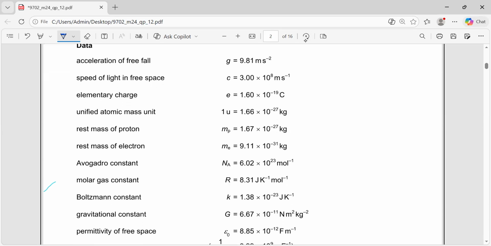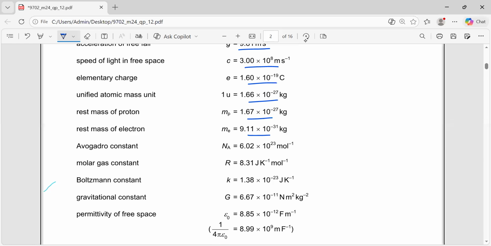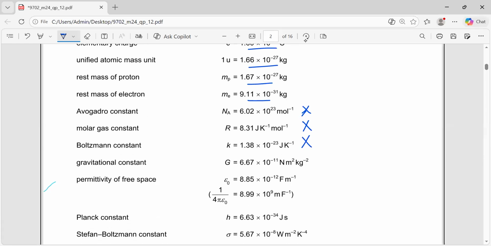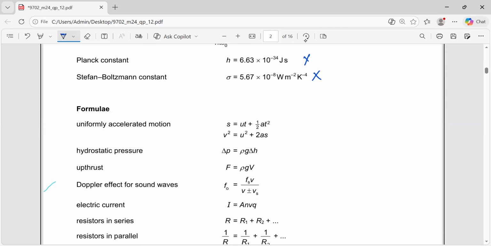Next, the important thing: each Paper 1 is given with a data sheet. In the data sheet, these respective values are provided to you, which are generally usable in your calculations. But the Avogadro constant won't be used in AS. The molar gas constant will not be used. The Boltzmann constant will not be used. Permittivity will not be used. Planck's constant and the Stefan-Boltzmann constant are not going to be used for the AS paper, and likewise the value of G is also not going to be used. So you must know these facts.